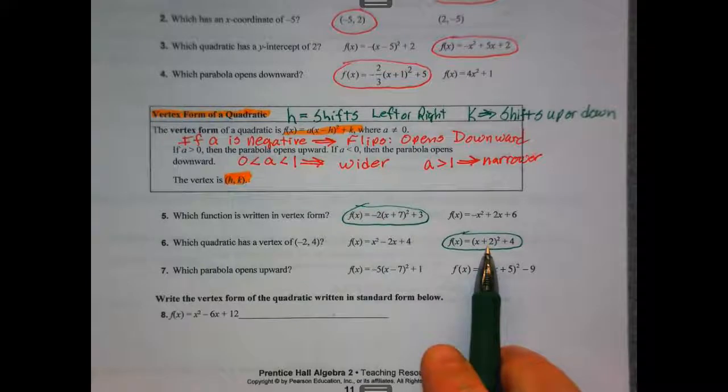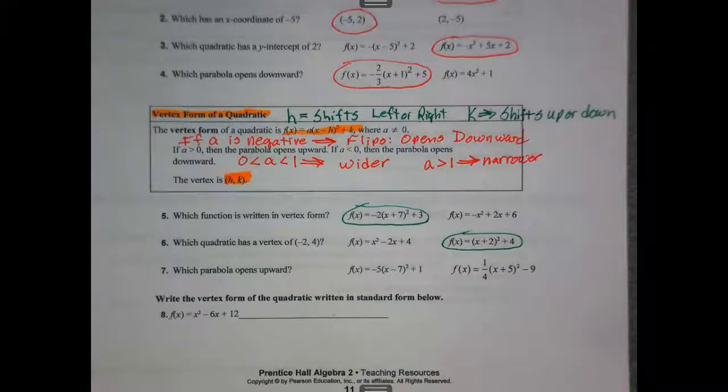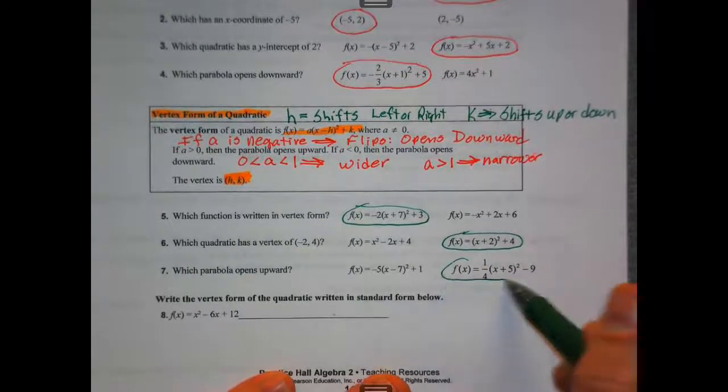It's opposite the sign inside the parentheses. Number 7, which parabola opens upward? My A is positive.